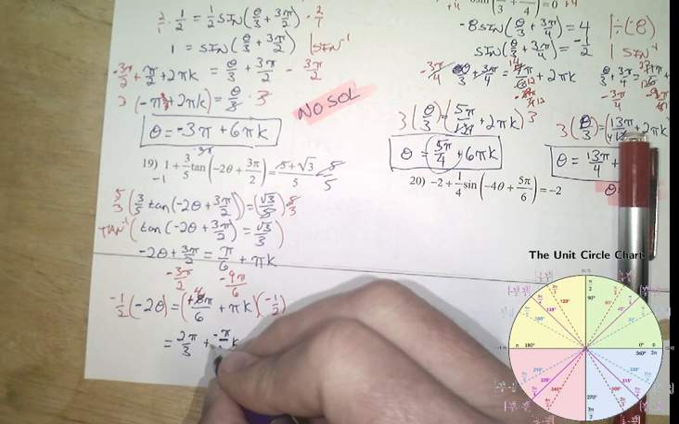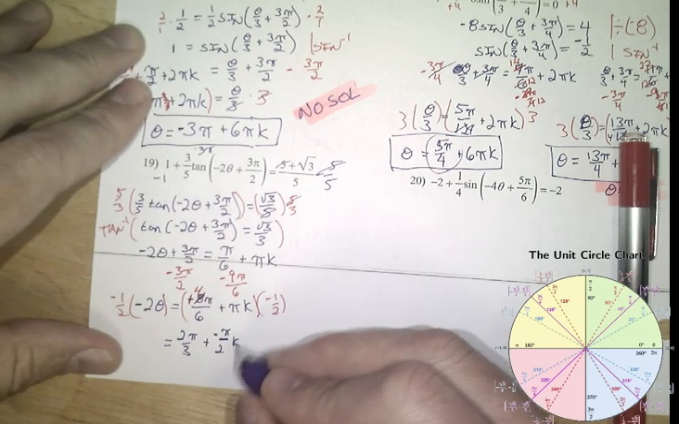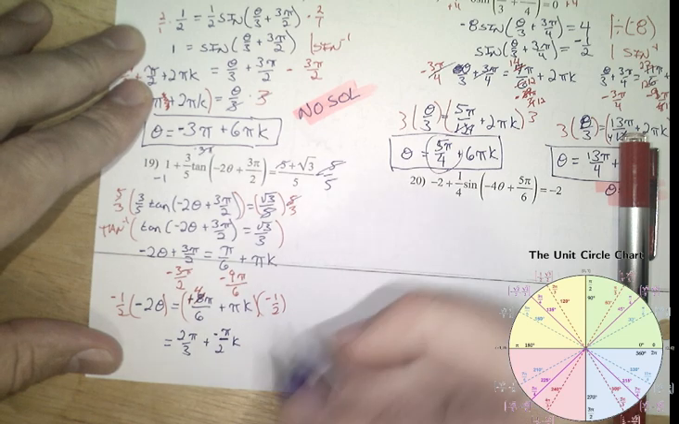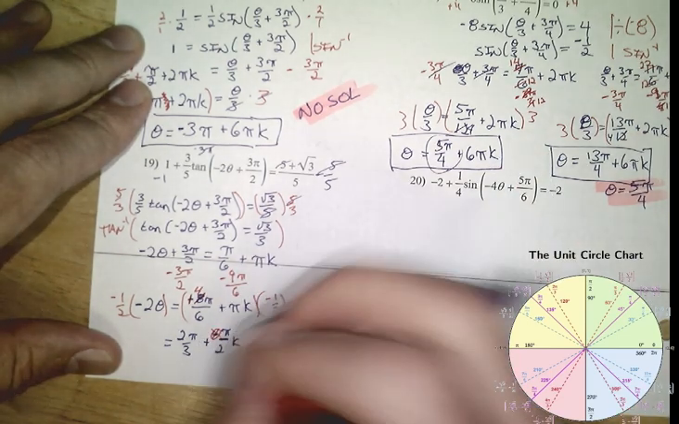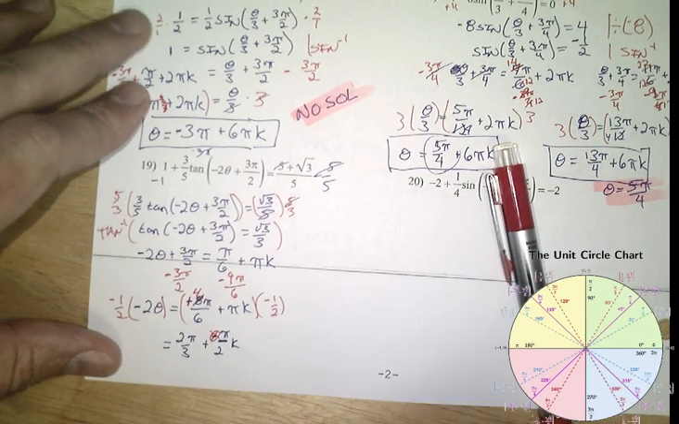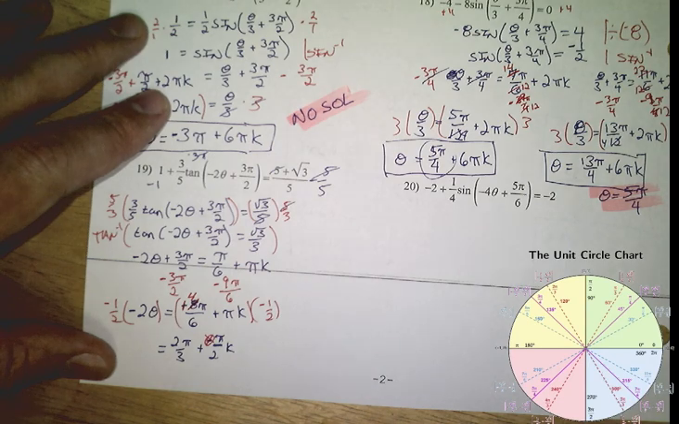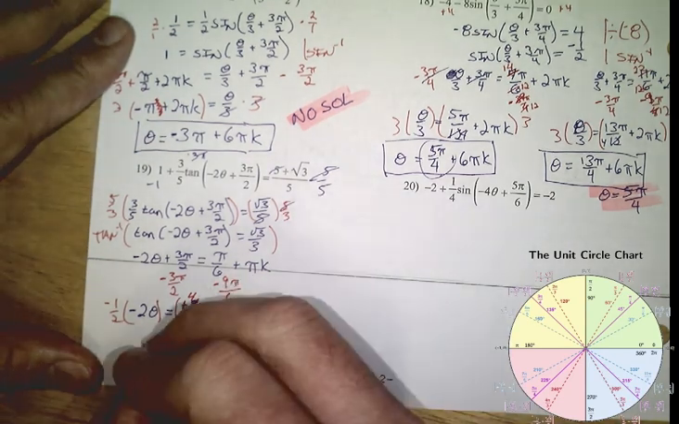It doesn't matter if this is positive or negative because we're going to be doing both. K could be a negative integer, so I'm just going to get rid of that negative. If you have minus pi over 2k, that's totally fine too. Doesn't make a difference in this particular case. So now we just need to find everything on the interval.